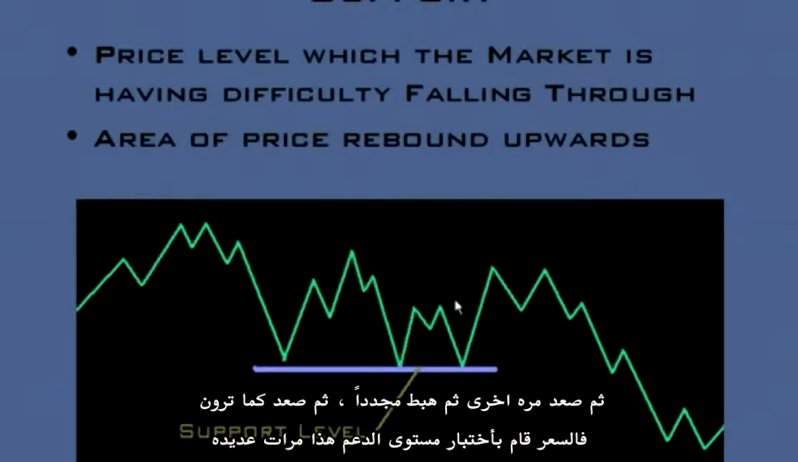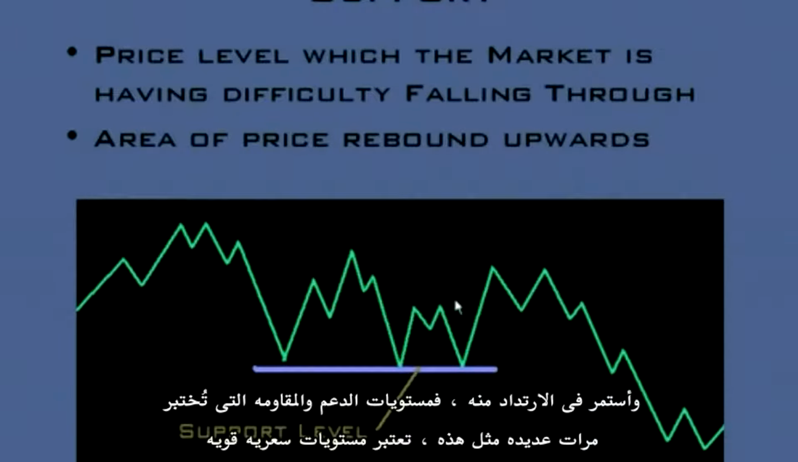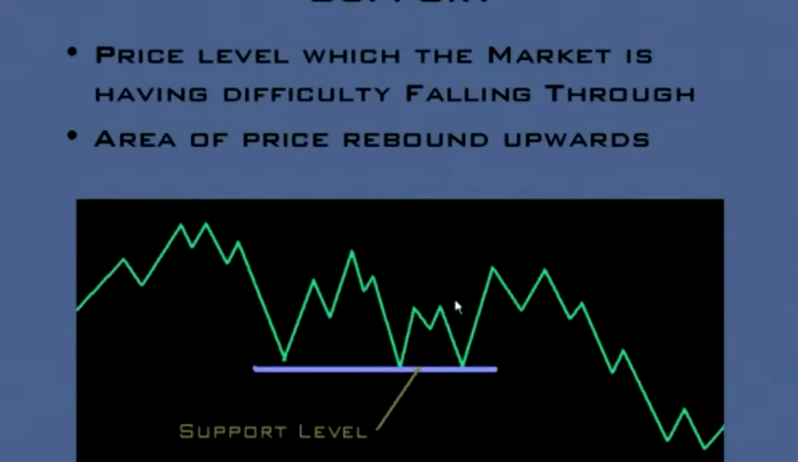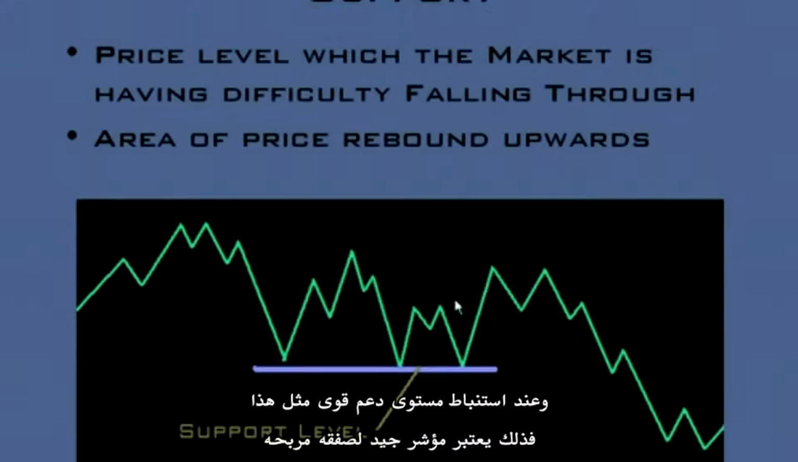As you can see, the price tested this support area a number of times, and yet it continued to rebound off of it. A support or a resistance level that is tested a number of times like this is considered a really strong price barrier, and when you recognize a strong support level such as the one seen in this illustration, it's a good indicator for profitable trading.